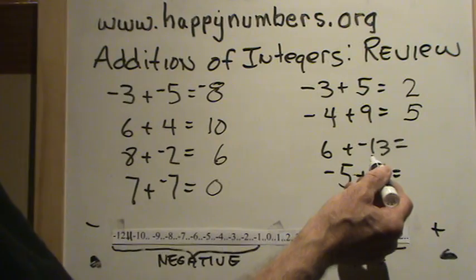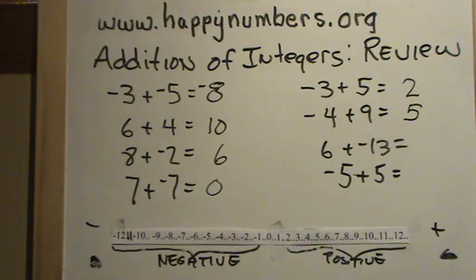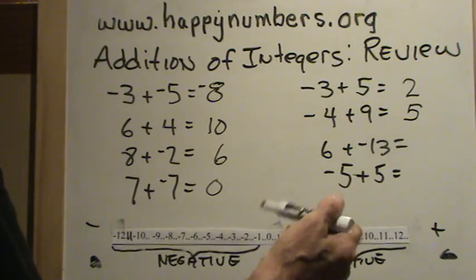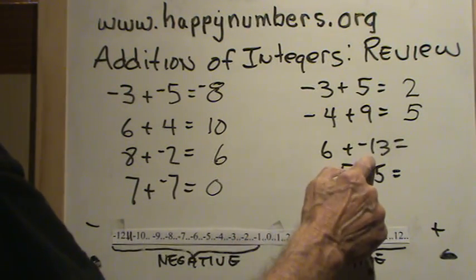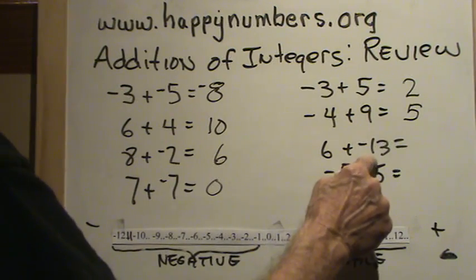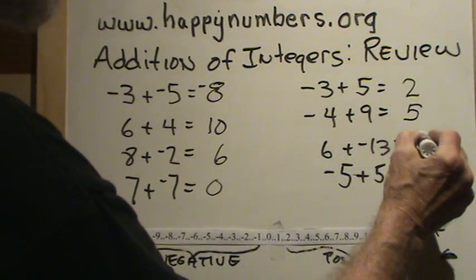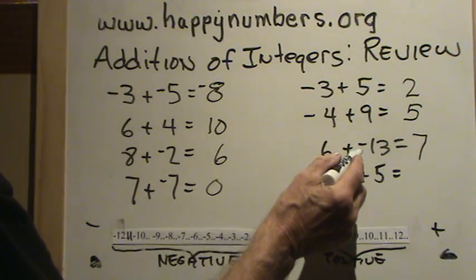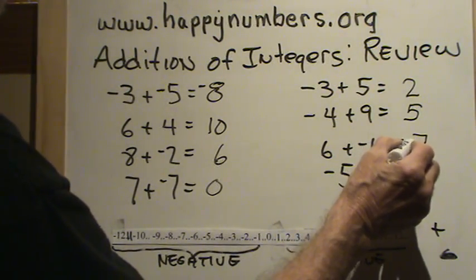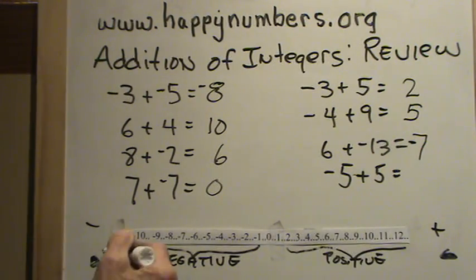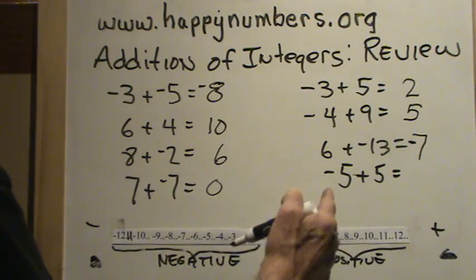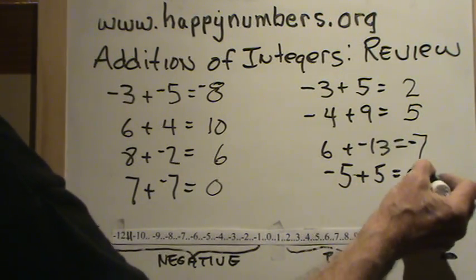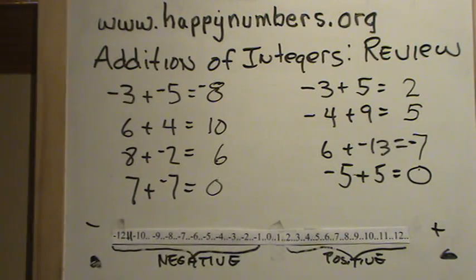+6 plus -13. Signs are different, so I ignore the signs. I take the smaller number away from the larger number. I'm going to take 6 away from 13. That gives me 7. And I use the sign of the larger number. Well, 13 is the larger number, and it's a negative, so it's -7. And here, -5 and a +5, these are opposites, so we know that our response is 0.